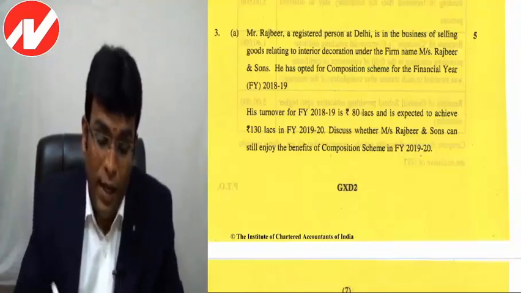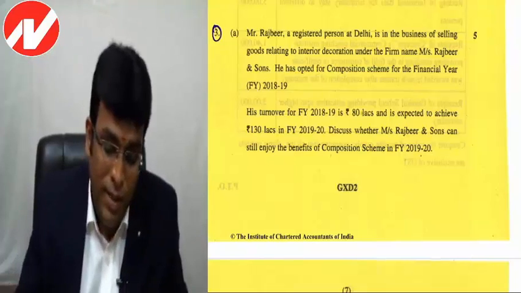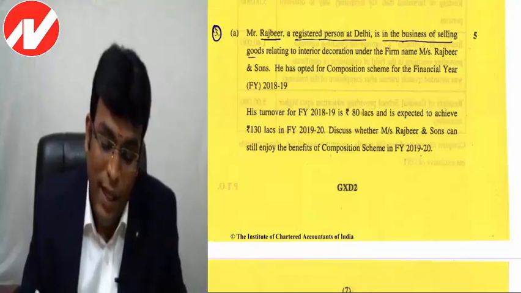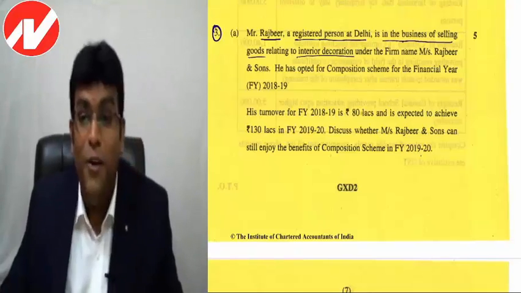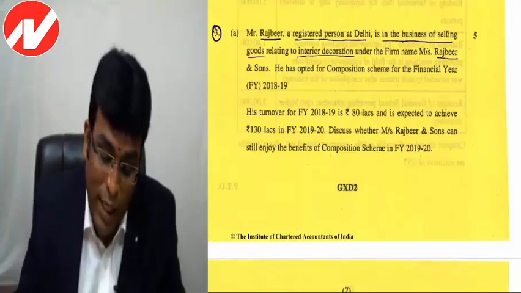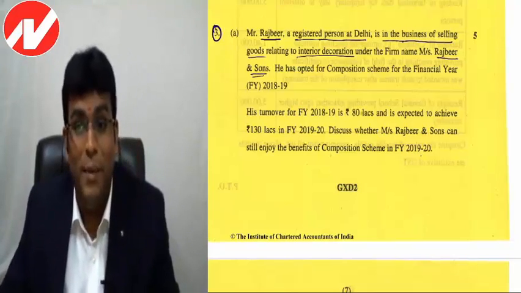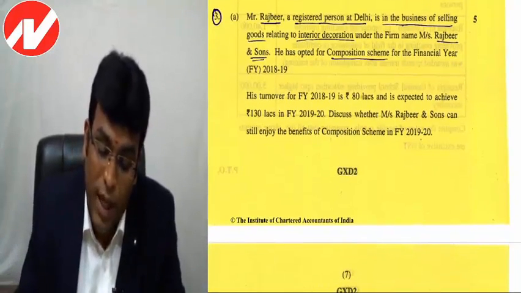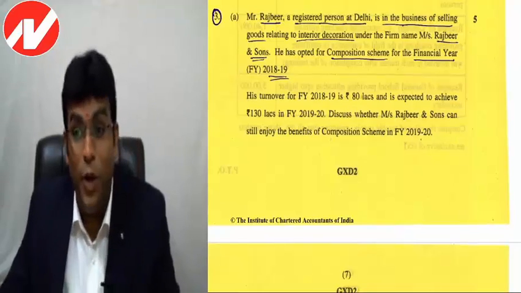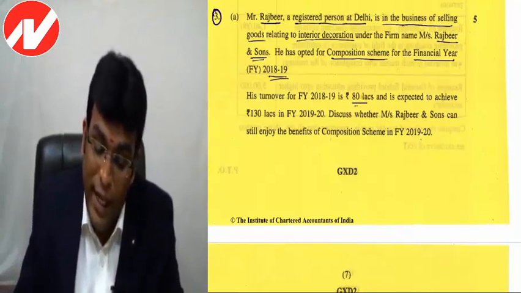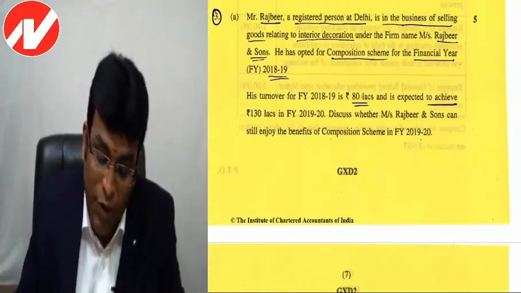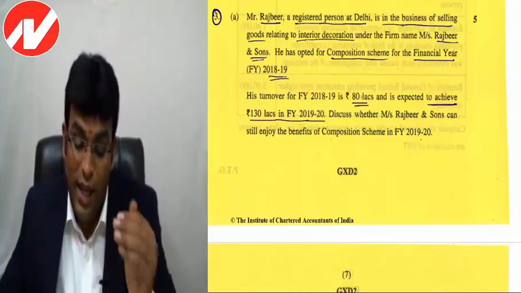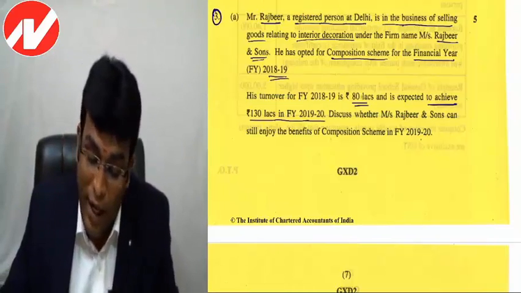Come on, friends. Now looking at question number 3, sir. Mr. Rajbir, a registered person at Delhi, is in the business of selling goods relating to interior decoration. Under the firm name Rajbir and Sons. That means he's basically a sole proprietor concern. He has opted for composition scheme for financial year 18-19. His turnover for 18-19 is 80 lakhs and is expected to achieve 130 lakhs in 19-20. Discuss whether Rajbir and Sons can still enjoy the benefits of composition scheme in 19-20.